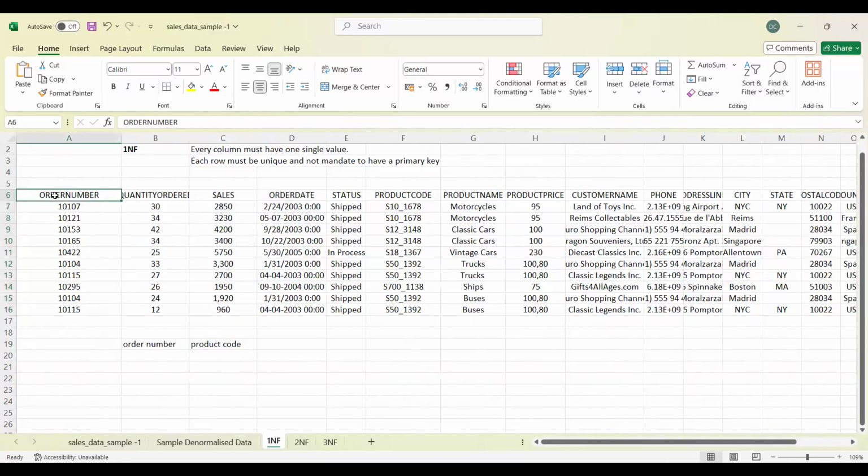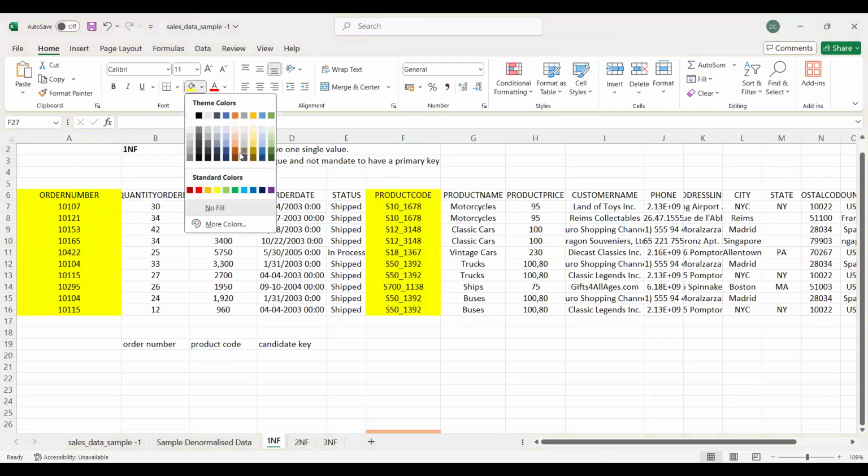Okay, here I'm using order number and product code, because if you can see in our data set, the combination of order number and product code will be unique. Definitely it will be unique. Of course, customer name and order number is also unique. Like that I can take anything, but for now I'm taking order number and product code as a candidate key. Here these two columns I'm considering as a candidate key.